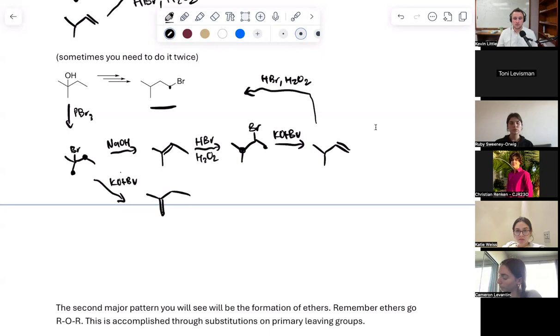So every time we want to move a substituent from more substituted to less substituted, we have to do elimination. Every time you want to move a substituent from one place to another, you're going to have to eliminate it and re-add it. So yes, you're going to have to do an elimination and then an addition. You're not moving carbons around, you're moving the thing on the carbon.